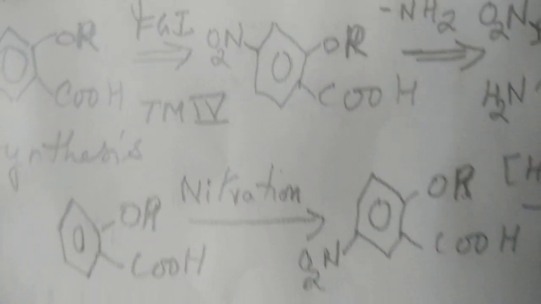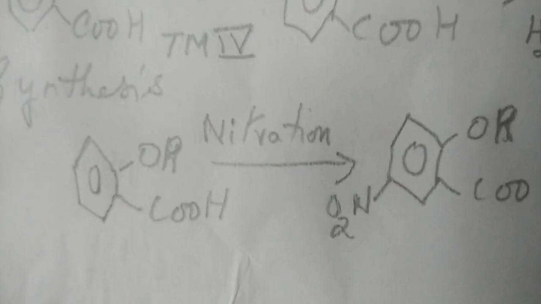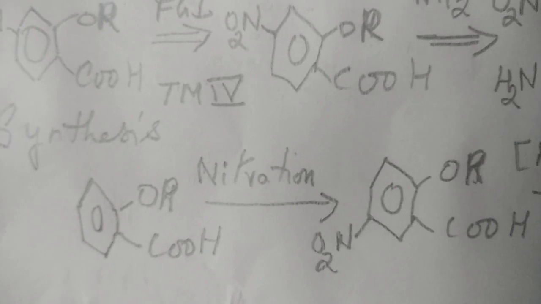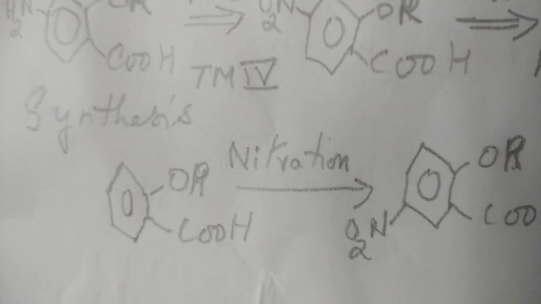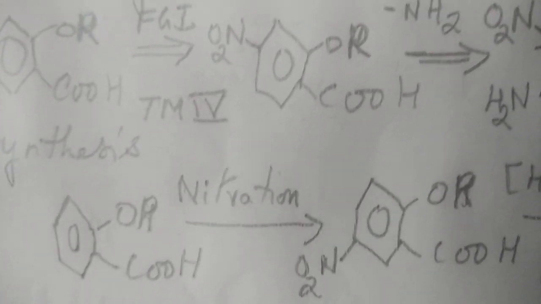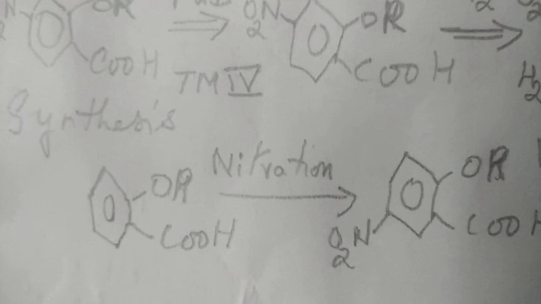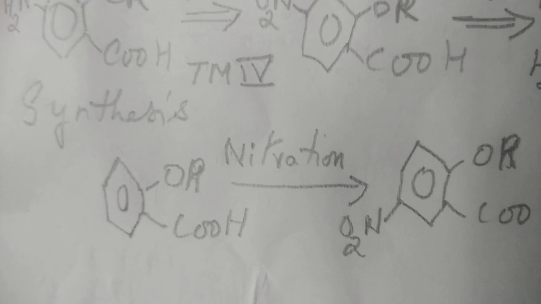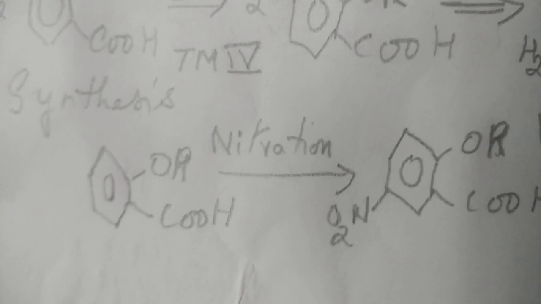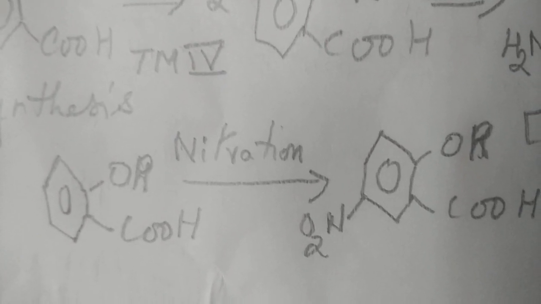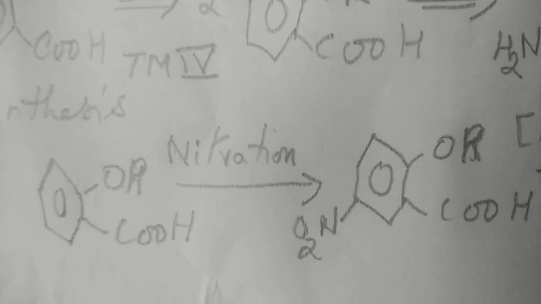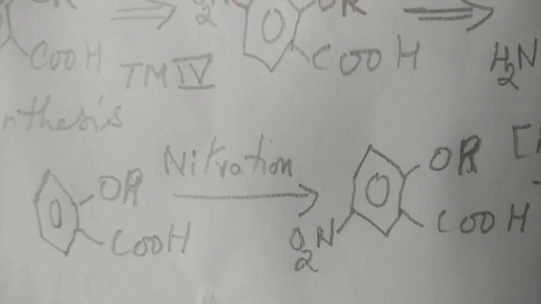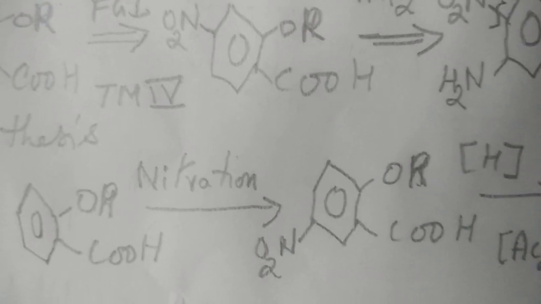On nitration, what do we get when we nitrate it? See, the COOH group is meta-directing, so NO2 will be placed meta to the COOH group, but since the OR group is ortho-para-directing, NO2 will be placed para to OR. So the two groups are influencing. Influence of both these groups: we get NO2 para to OR and meta to COOH.